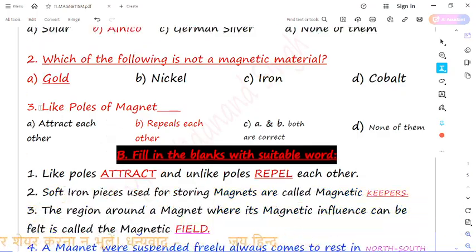Now the next question is: like poles of a magnet dash, meaning they repel each other. B is the correct answer for the question.